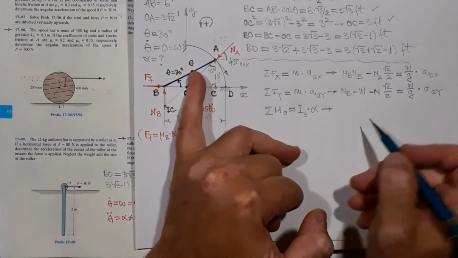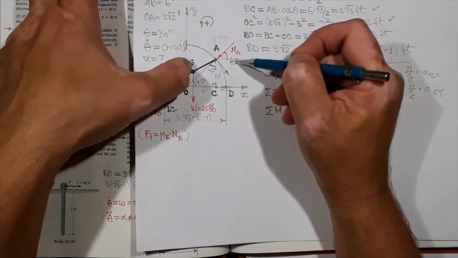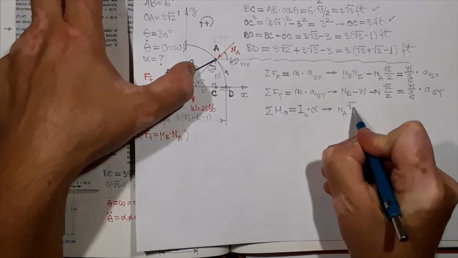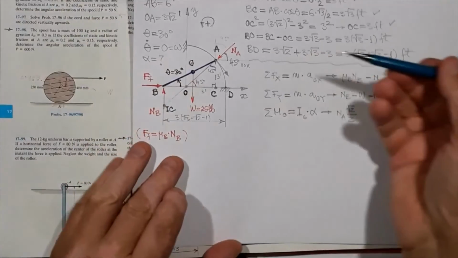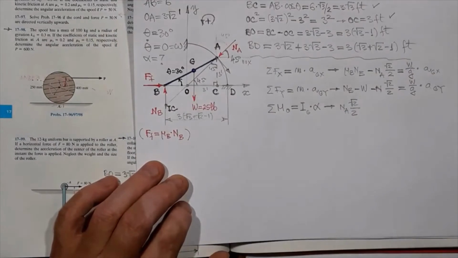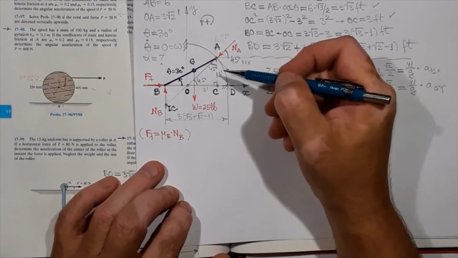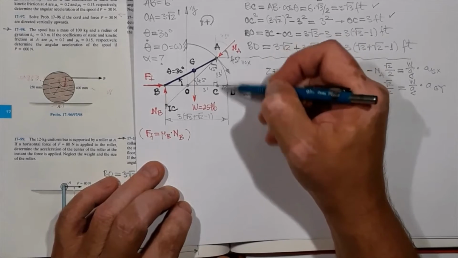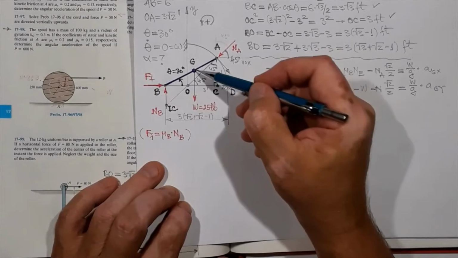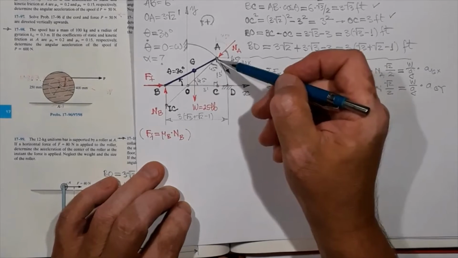So the moment of NA. The horizontal force is creating a positive moment. So I have NA square root of 2 over 2, that's the horizontal, and it generates a counterclockwise, that is positive moment. And the arm of the force is going to be the distance AC, which is 3, minus the distance from G to the horizontal. So this is going to be 1.5.